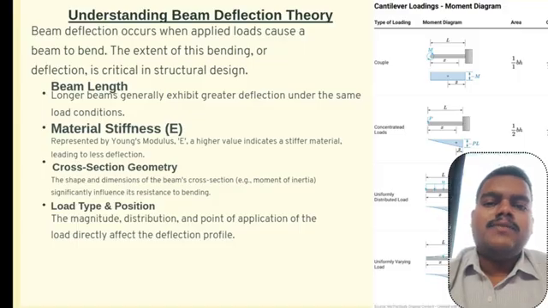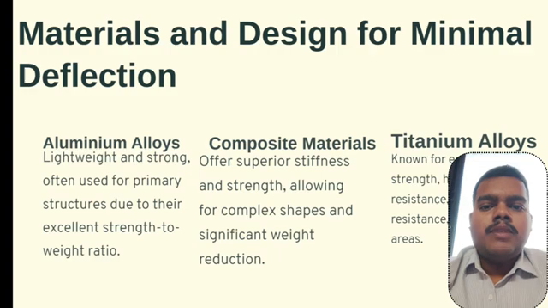Then, to prevent this deflection, we can use different types of material. Aluminum alloys are commonly used because they offer a great balance between weight and strength. Composite materials are even better in some cases. They are lightweight and extremely stiff. Titanium alloys are used where high strength or temperature resistance is needed. Engineers also optimize the geometry of the beam, for example by using hollow tubes or tapered design to increase the stiffness without adding unnecessary weight to the aircraft.